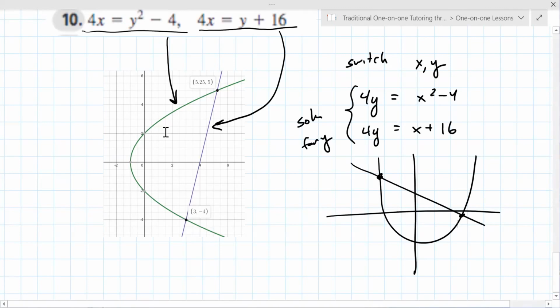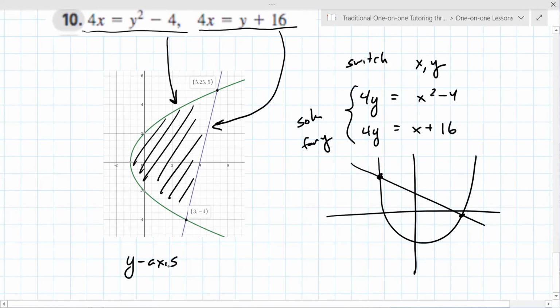So for this one, if we're trying to find the area between, we have to do a y-axis integral this time. If you try to do a top minus bottom, it just gets really awkward. So this one forces you to do that. That's why it's probably a good question for us to look at. That means you need to solve both for x.